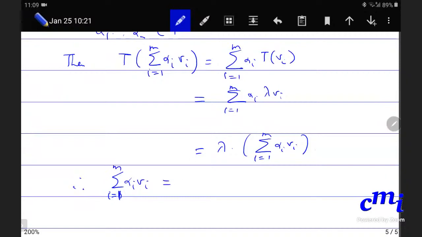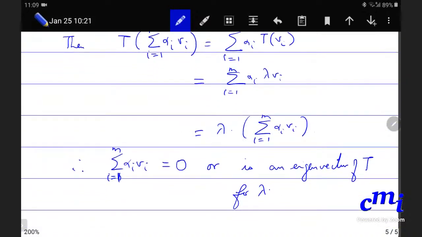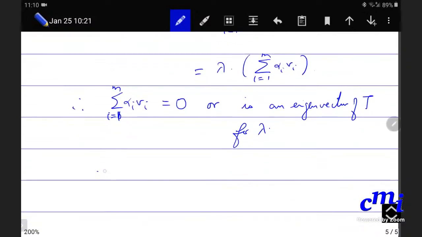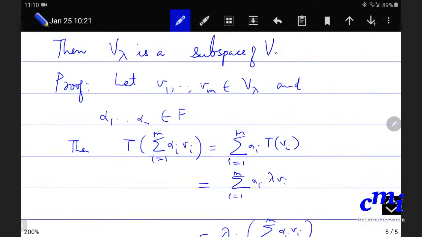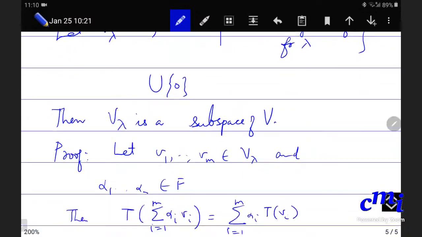So therefore, this is 0 or is an eigenvector of T for lambda. We're not saying that this linear combination is non-zero. If it is non-zero, it's an eigenvector. So in other words, it belongs to V lambda. That is the proof of this earlier assertion. So this is a subspace.